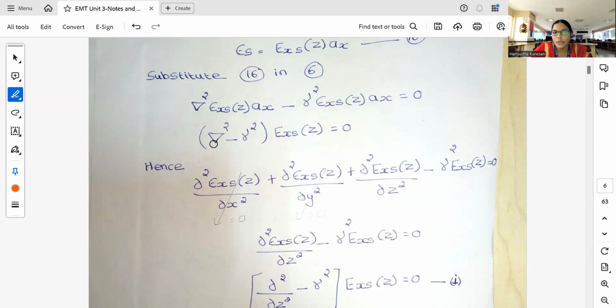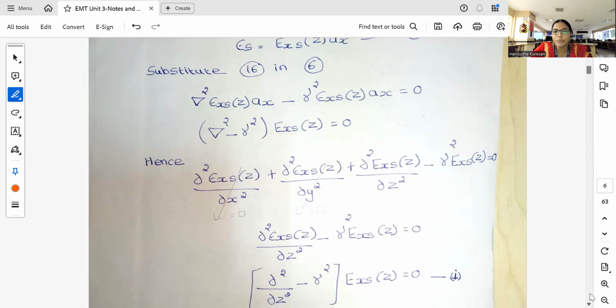Now, what is del square? It is ∂²/∂x² + ∂²/∂y² + ∂²/∂z². So when multiplied with Ex, you will get ∂²Ex/∂x² + ∂²Ex/∂y² + ∂²Ex/∂z² − γ²Ex = 0.